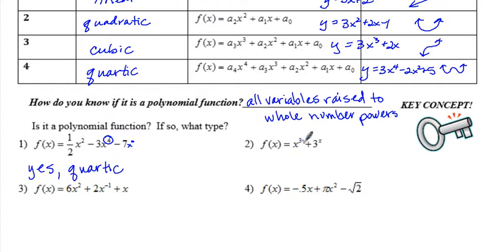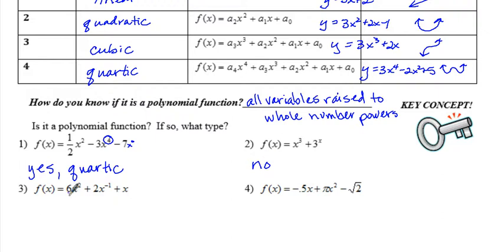X to the third power leads us to believe that this is a cubic, but when we get to the 3 raised to the x power, this automatically calls it a no for polynomial function, because the x is not a whole number power. Nothing raised to the x power could be called a polynomial function.